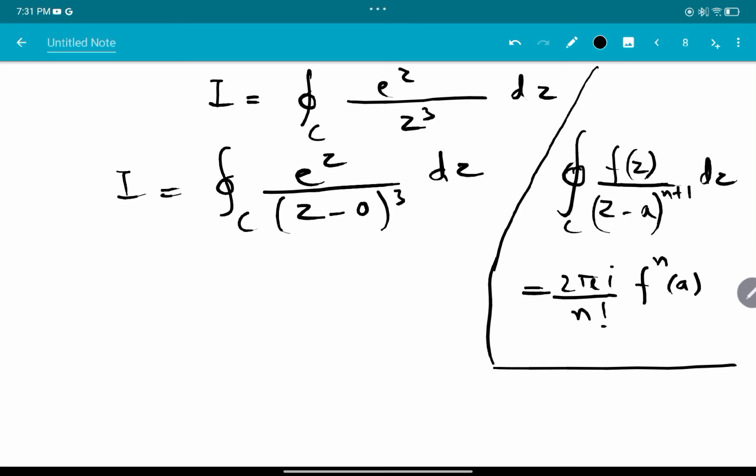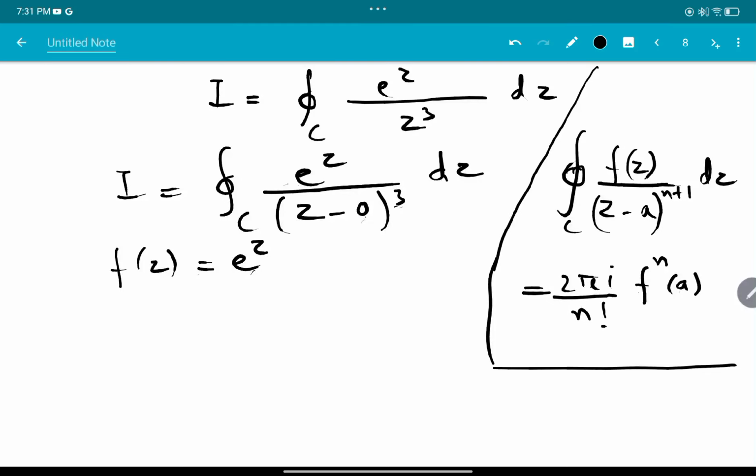When we take this generalized Cauchy integral formula and compare it with this, what do we have? We have f(z) equal to e raised to z. Number two, (z minus 0) is raised to 3. So the power here is 3. What will then be the power on this side? It will be 2. This means that we will need the second order derivative of this f(z), and its value at the location a, that means at 0.